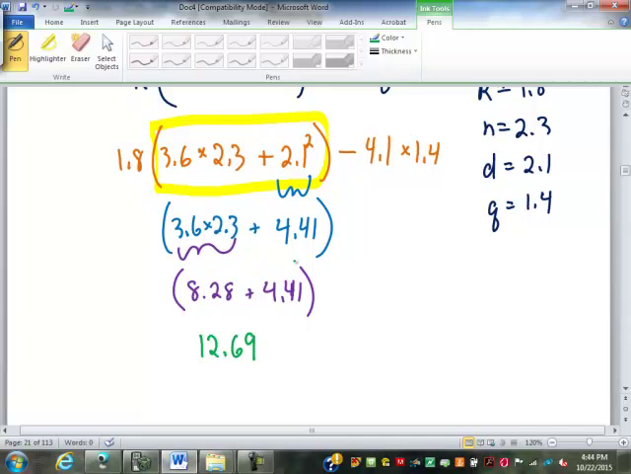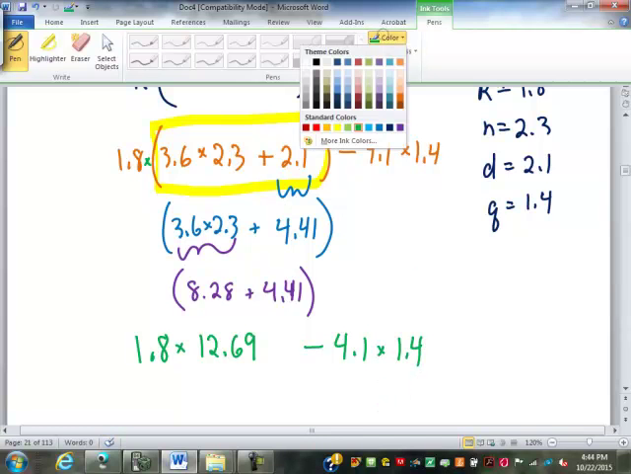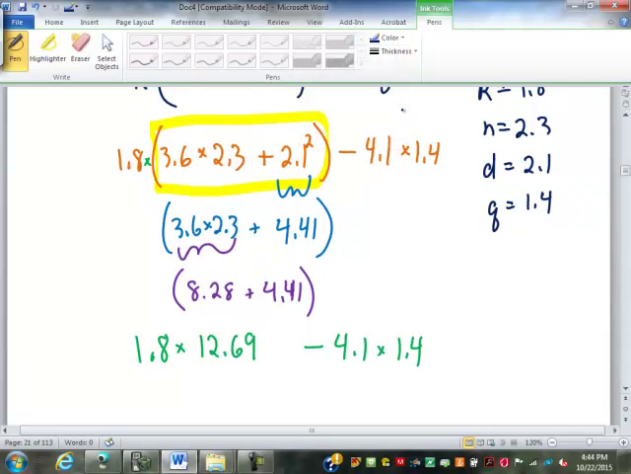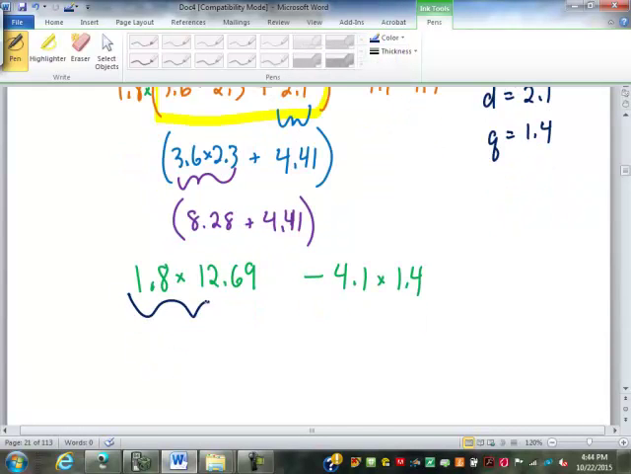Now, since I've reduced what's inside the parentheses to a single number, we don't need the parentheses anymore. But as I bring down the rest of the information, what do I have to remember to put in here? It's times. The 1.8 was in front of the parentheses with no operation. That means times. And everything else just comes down. What do we do next? Perfect. 1.8 times 12.69, which is 22.842 minus 4.1 times 1.4.